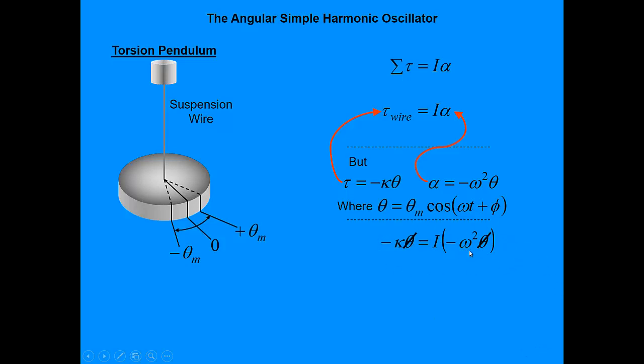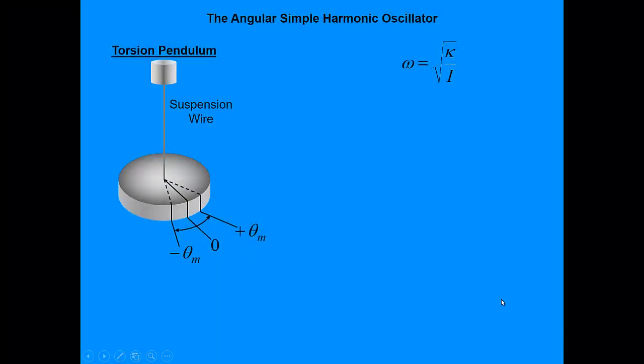If we solve for the angular frequency, so basically we divide by I and take a square root, we get the angular frequency of a torsion pendulum is the square root of kappa over the rotational inertia. You might remember that the angular frequency of the mass on the end of a spring is the square root of k over m, right? The spring constant over the mass. So now we have torsion constant over rotational inertia.